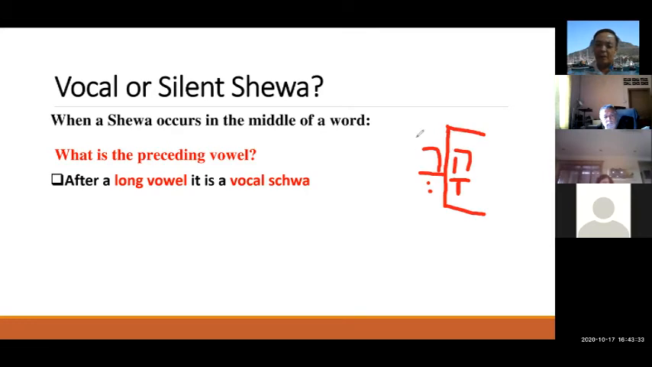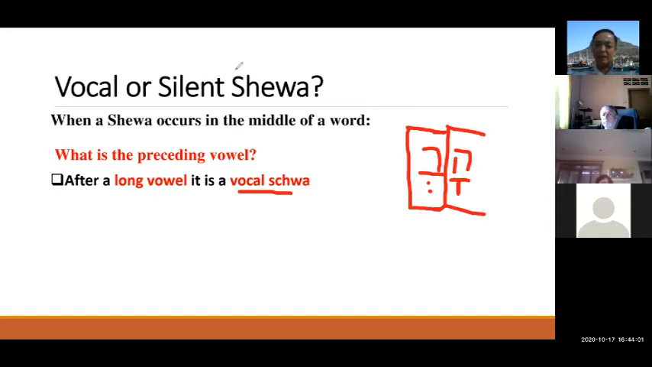Ha. Then the other one is bev with a schwa. We know this is a vocal schwa because it is after a long A vowel. This automatically becomes the beginning of a new syllable. So the beginning of the new syllable here is a vocal schwa. So it's harbor, instead of hub.